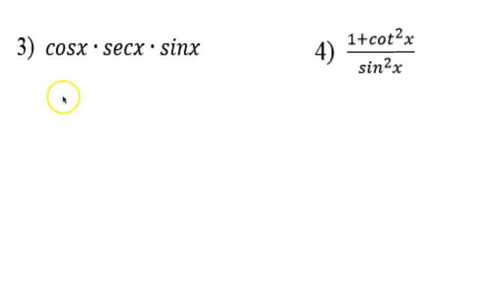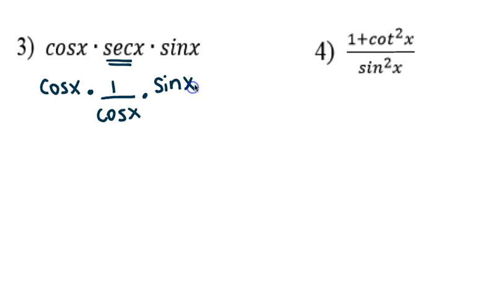Okay, so if I go on to number 3, again, I like to write it in terms of sine and cosine first. So this will be cosine x times, now remember secant, if I want to write this in terms of sine or cosine, this is equivalent to 1 over cosine x. Then I have times sine x. I can see that these cosines will divide out, right? It just is equivalent to 1. So really I'm just left with 1 times sine x. So sine x is my answer.